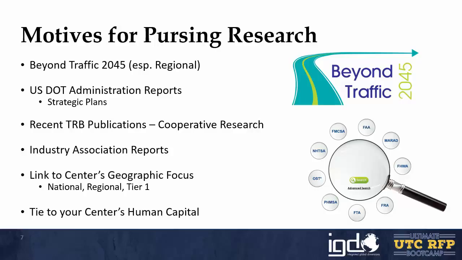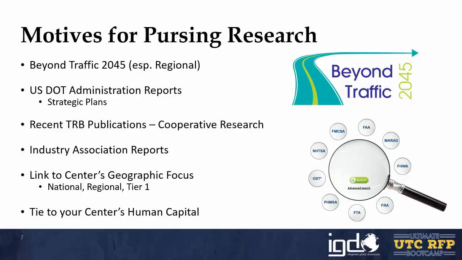So this is where you would want to look at your Beyond Traffic 2045 report. This is specifically mentioned in the RFP for your regional centers, but I feel there may be great information in there no matter what type of center you're proposing. You want to look at your US DOT administration reports, Federal Highway, FRA, FTA. Depending on what your research topic is looking at, there's some great stuff in there based upon the administrations that touch your topic and their strategic plans.